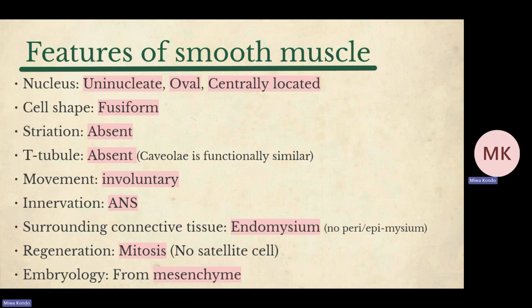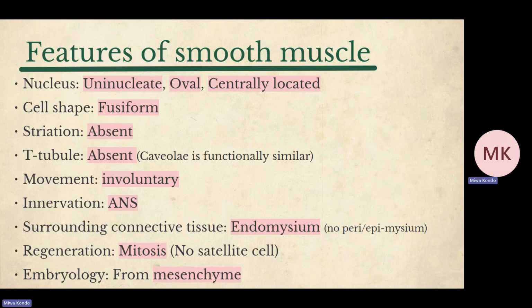There are no T-tubules in smooth muscle, but it does have caveolae, which has calcium channels and serve a similar function. Smooth muscle is controlled by the autonomic nervous system, making it involuntary. The surrounding connective tissue is called endomysium, and unlike skeletal muscle, smooth muscle doesn't have perimysium or epimysium.